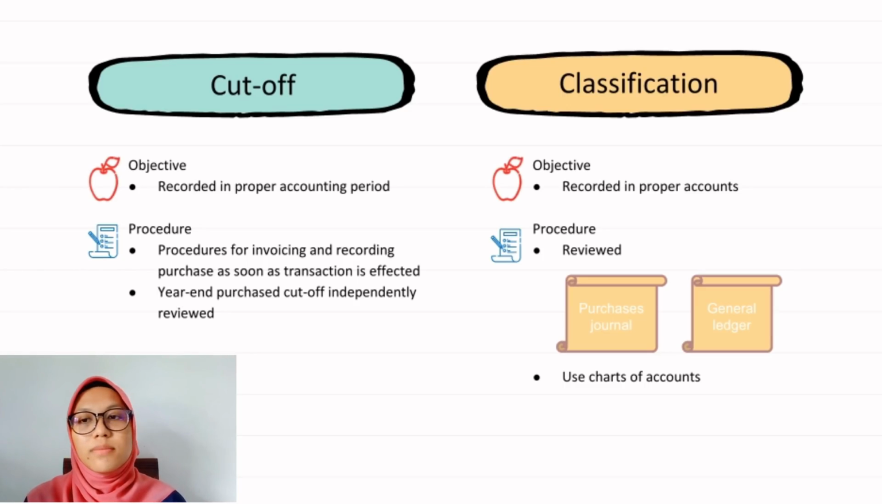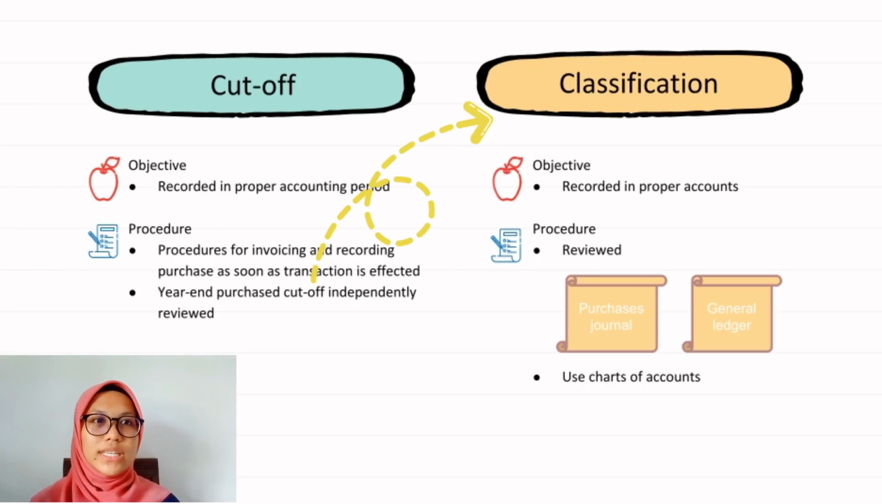Cut-off is used to determine whether the purchases are recorded in the proper accounting period or not. There should be procedures for invoicing and recording purchases as soon as a transaction is effected. Other than that, year-end purchase cut-off should be independently reviewed, as there may be several purchase transactions that might happen in the next accounting period.